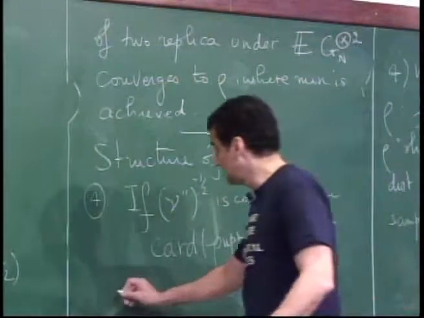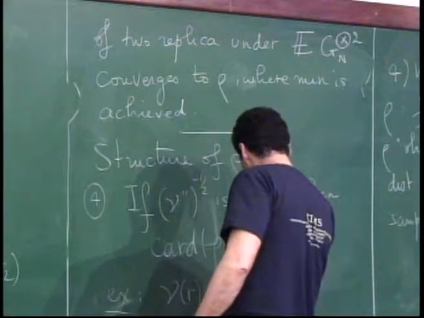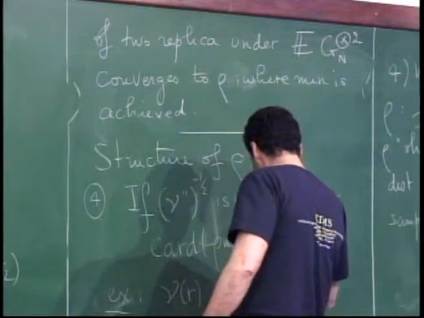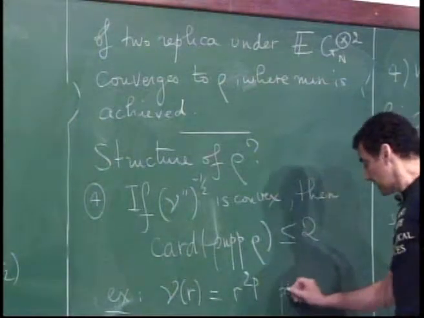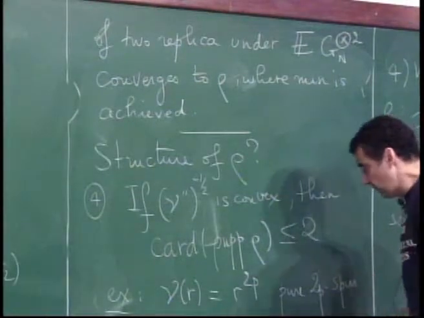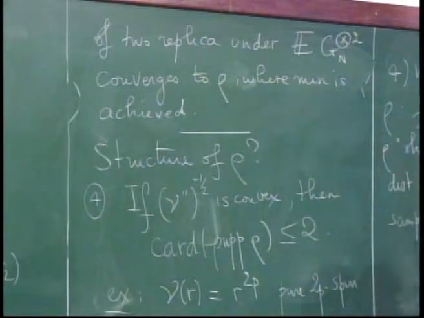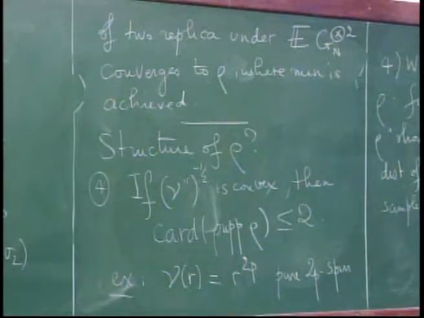Example of that: if you take nu of R to be R to the 2p, that is a pure 2p spin. If you take a pure p-spin model when p is even, then this is true. Now I think this also has been extended to the odd case. Right, Tuka? Yeah. That was the initial statement by Talagrand, and now this has been extended.